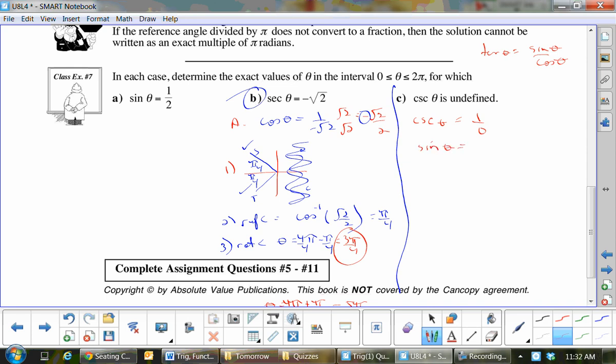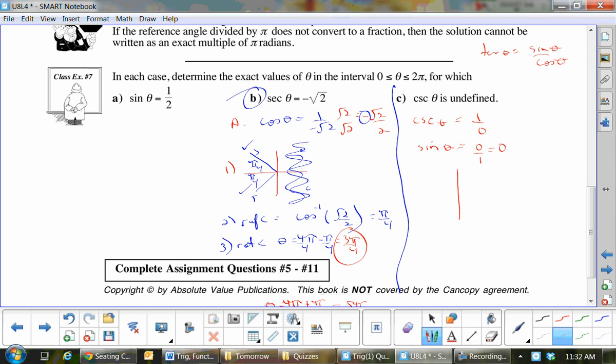So sine theta is 0 over 1, which is 0. So when is cosecant undefined? It's when sine equals 0. Okay? So if we were just talking about sine, cos, or tan, tan's the only time it'll be undefined. But there's times where your reciprocal functions will be undefined. So now we're looking for when sine equals 0.